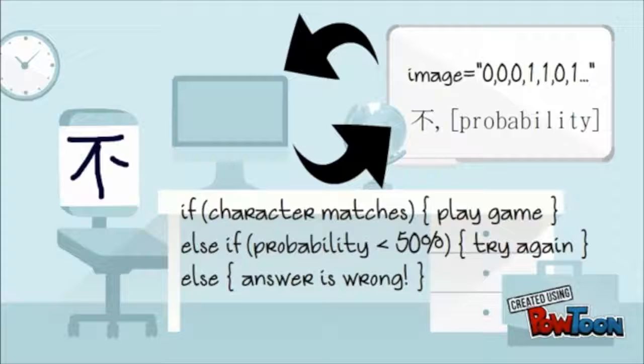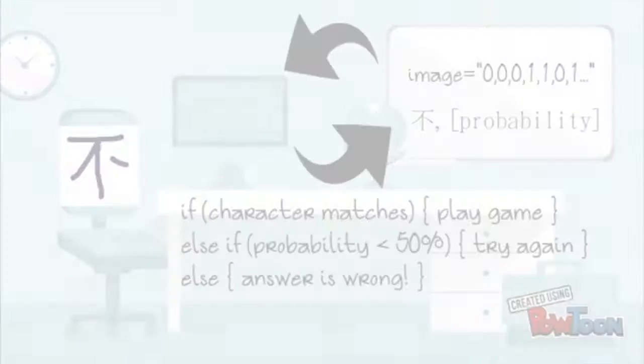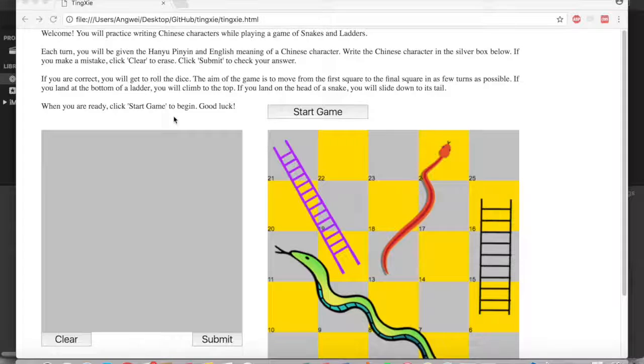However, if the probability is 50% or higher, the student is informed that they were wrong and the correct character is displayed. A new random word is then generated and the process repeats until the student wins the game or exhausts the entire word list. I will now do a demonstration of the web interface.